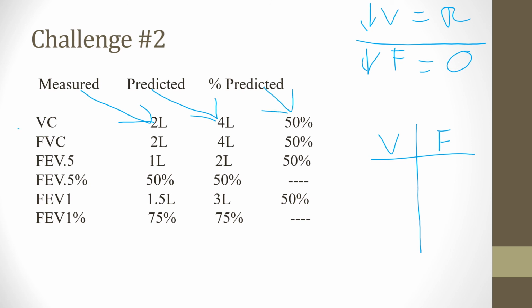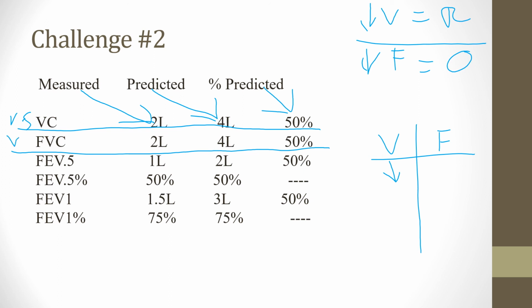All right, so we have a vital capacity and a slow vital capacity that's measured at 2 liters. It's predicted at 4 liters, and that's half of what's predicted. So this slow vital capacity is a volume. So I'm going to put, hey, I already have a low volume. Okay. Forced vital capacity, we get flow rates from it, but it is also a measurement of volume. So I'm going to put a little volume next to it. Also 50% of predicted, so that means our volume is low there as well. Okay, so far this is looking restrictive.